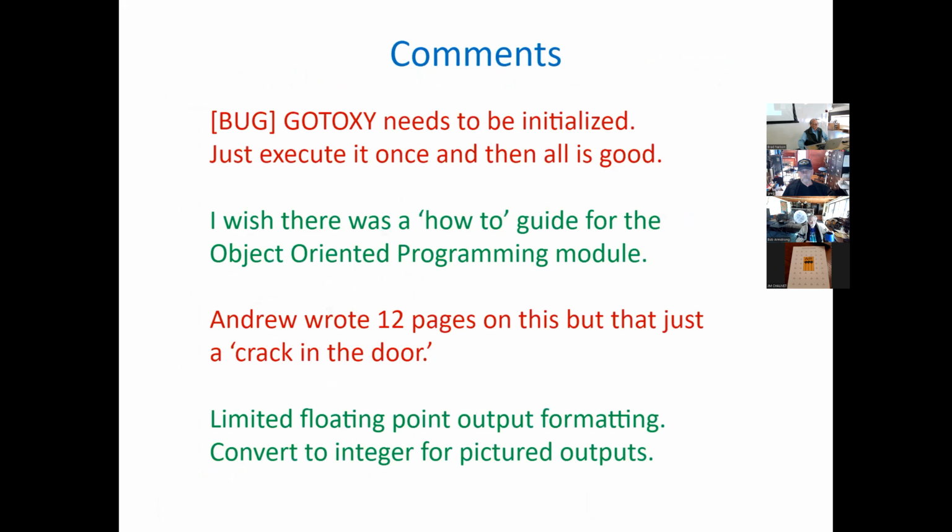So here are the comments in summary. The only bug I found in the system currently is the go-to-xy. The first time you run it, it will plot in some random position. It needs to be initialized. So whenever you use go-to-xy, the very, very first use, you just plot somewhere, say, 0, 0, go-to-xy. Now it's initialized. From then on, it works. That's the only hiccup. It's written in machine code, and so I'm not going to maintain it.